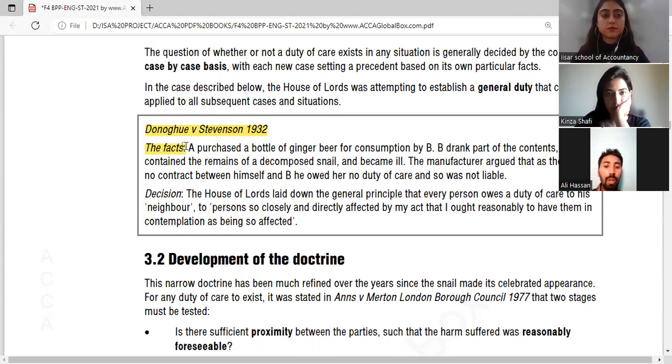Decision. The House of Lords laid down the principle that every person owes a duty of care to their neighbor, to persons so closely and directly affected by my act that I ought reasonably to have them in contemplation as being so affected.